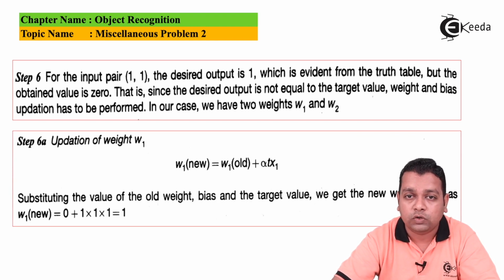So w1 new value can be obtained as the addition of the w1 old value with the multiplication of alpha, t, x1. Here we substitute the value of the old weight, the bias and the target value. So we get the new weight value as w1 new equal to 0 added with the multiplication of 1 into 1 into 1. So finally we have the new value obtained as 1.